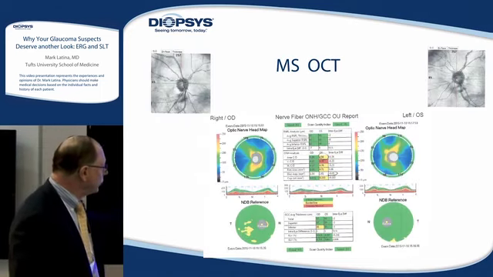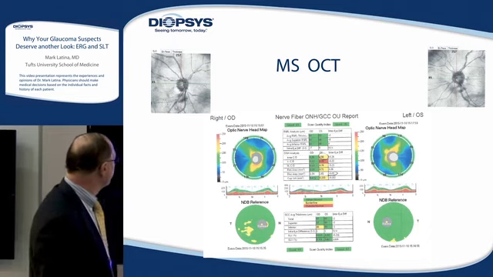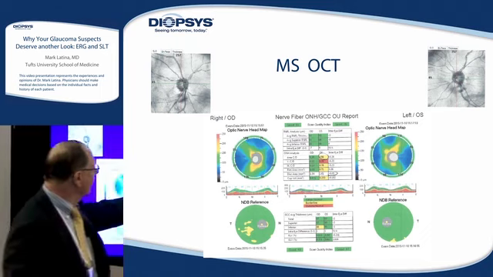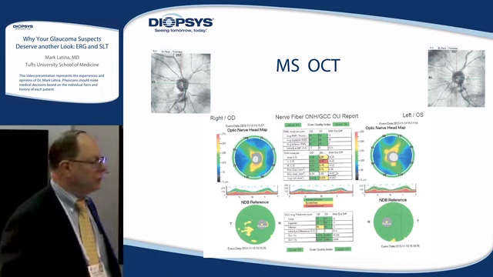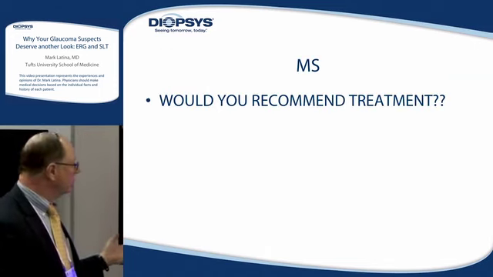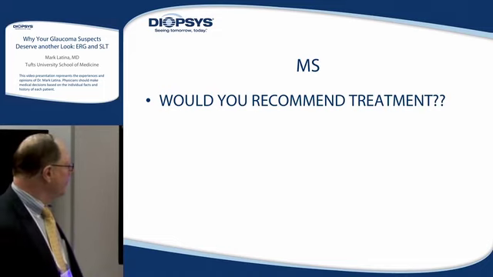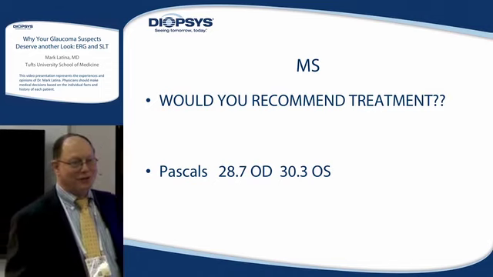Again, OCT looks good. We did the OCT. Here's the discs. I didn't have a disc photo. Maybe some suggestion of a little inferotemporal thinning over here on the left eye, although the OCT is again normal. Would you recommend treatment? Well, looking at this data, the answer is probably no. I wouldn't recommend treatment. But what we did in this case is I did the Pascal pressures.